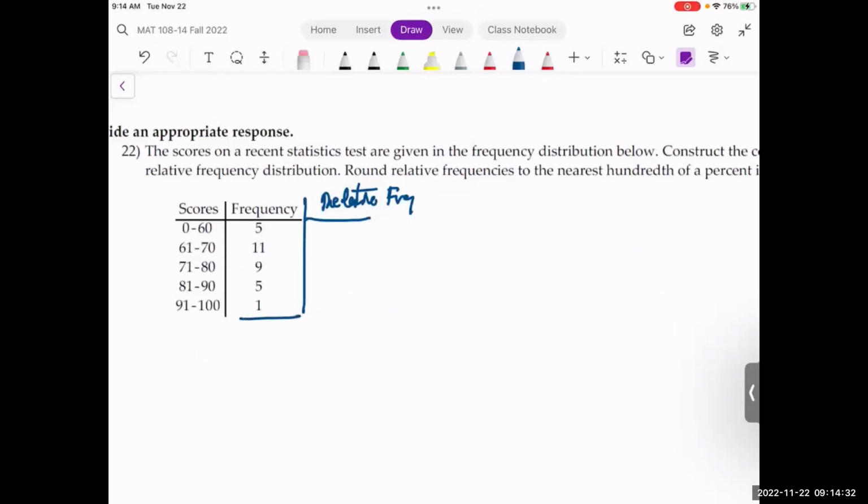You just add the total here. All right. So adding the total, what's it going to be? Let's see, 20, 30, 31, all right? So the relative frequency is 5 over 31, basically the probability. All right. 11 over 31, 9 over 31, 5 over 31, and 1 over 31.